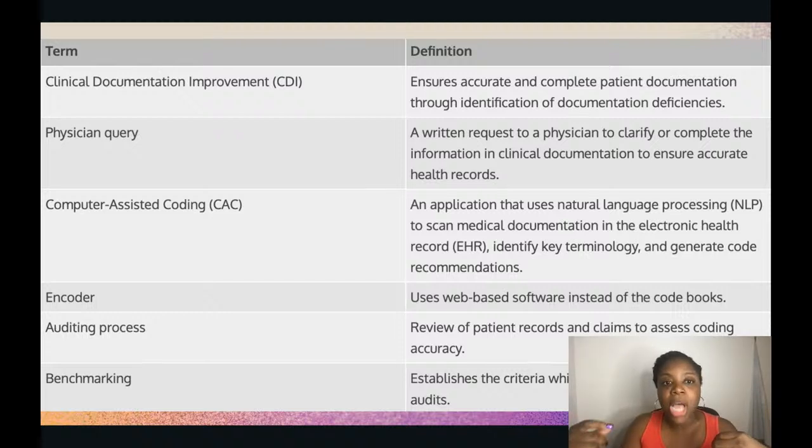And it's the job of this individual. They can be called a CDI specialist. There's a lot of terms used in the medical field, but whatever term that they are titled at that facility, they would be responsible for connecting with that provider and validating and trying to get a better understanding of whatever they may have noticed from that documentation.